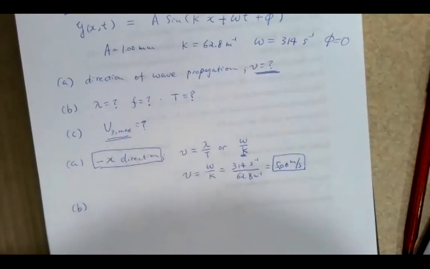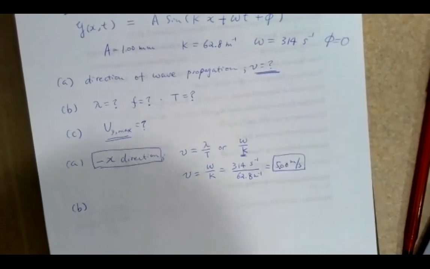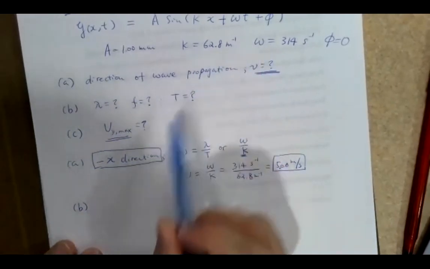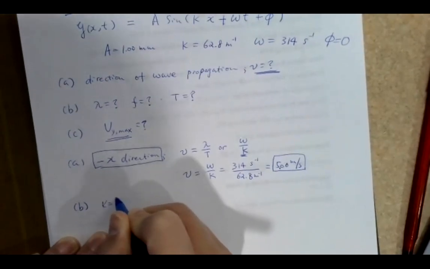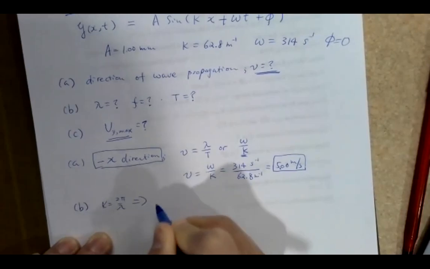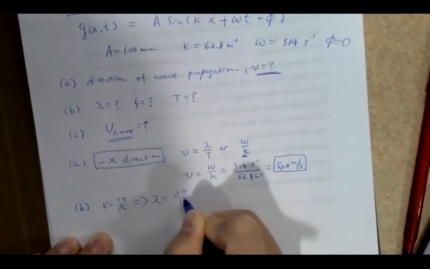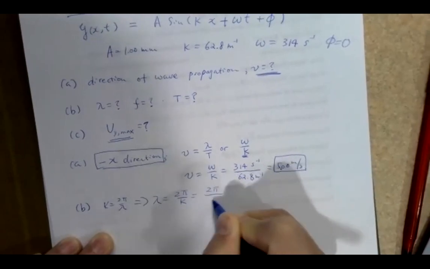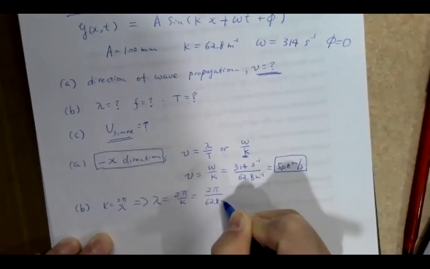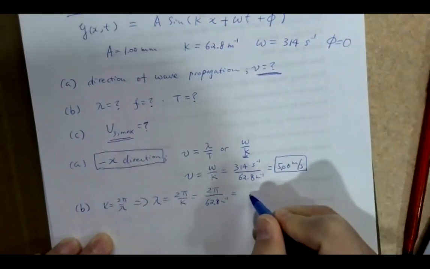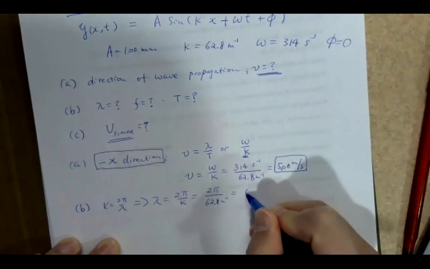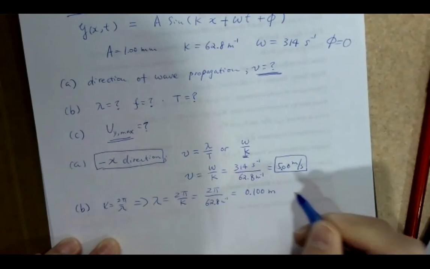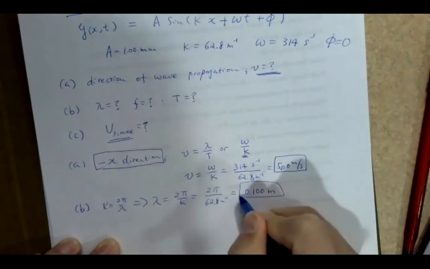Now part B is asking you to figure out the wavelength, period, and frequency. Because k is given, omega is given, and k is really 2 pi over lambda, you can solve for lambda. Lambda will be 2 pi over k. So this will be 2 pi over k, which is given as 62.8 meters inverse. That would be 0.100 meters for the wavelength.